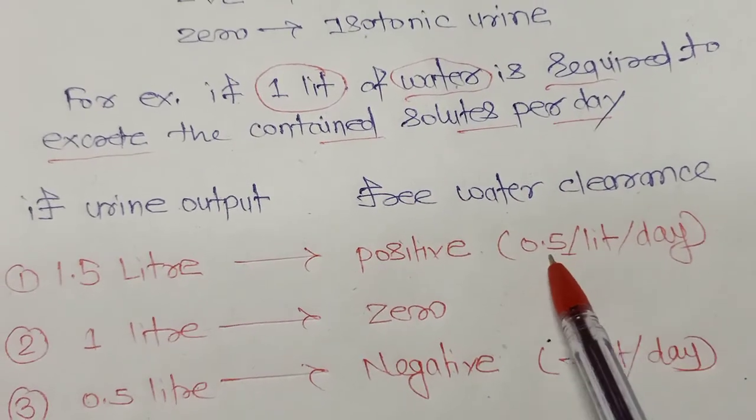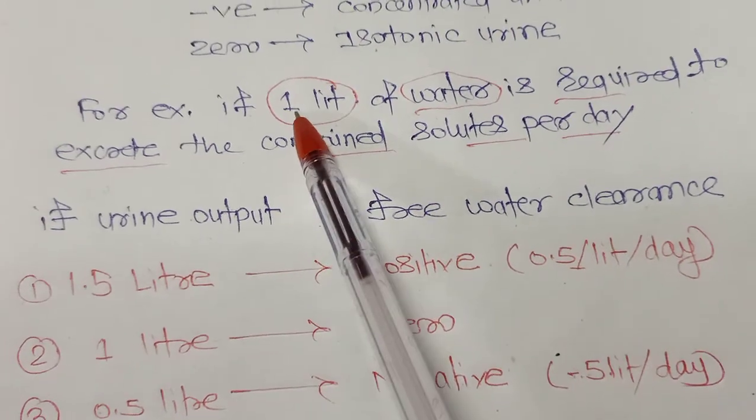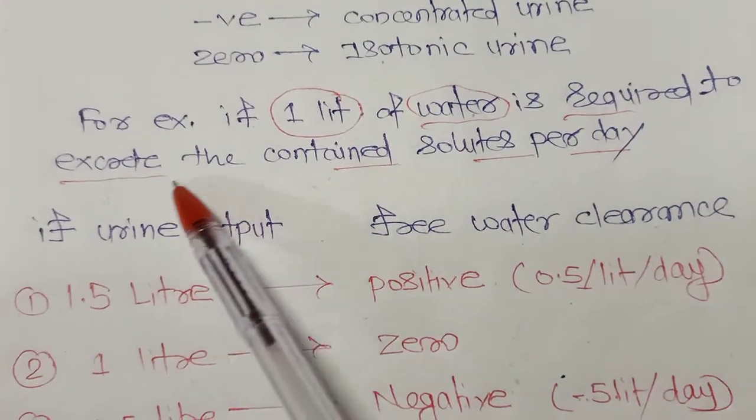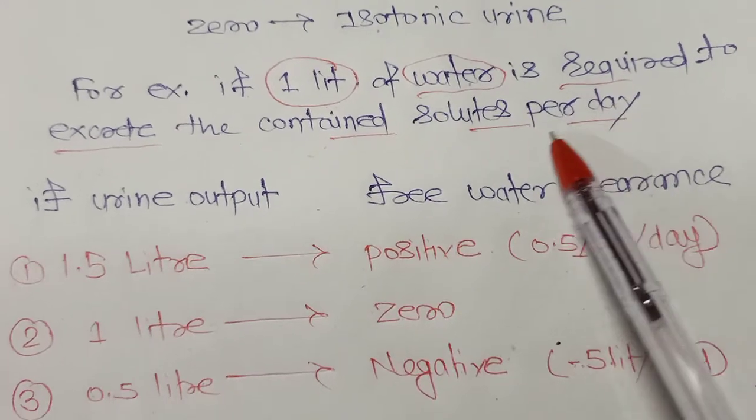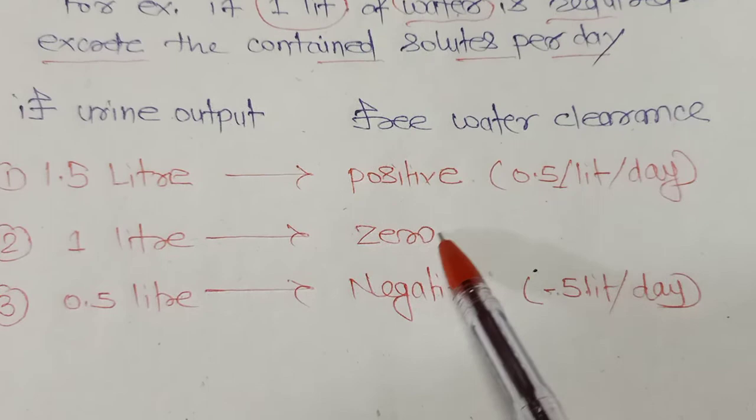So we have an excess of 0.5 liter per day, because only 1 liter of water is required to excrete the contained solutes per day. If the urine output is 1 liter, then free water clearance is 0.